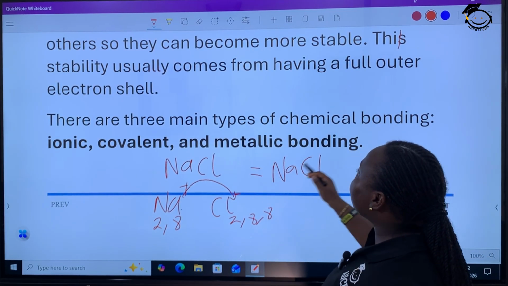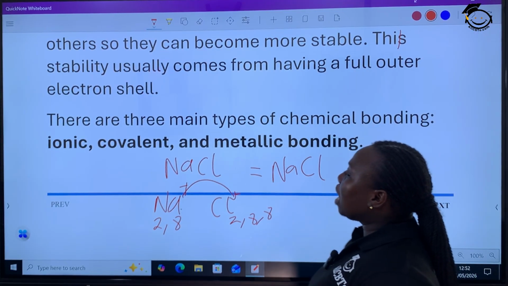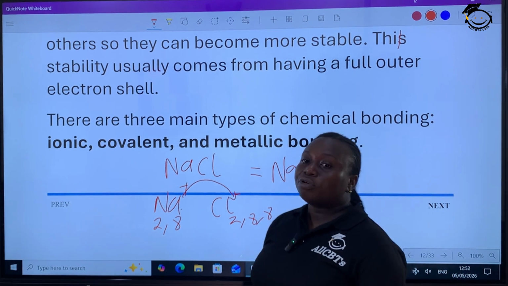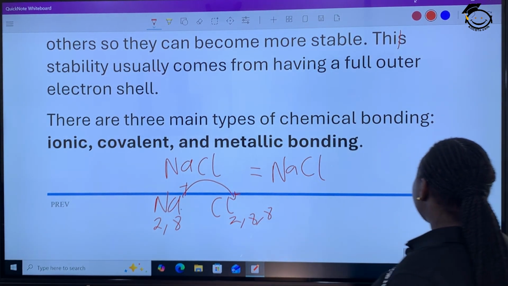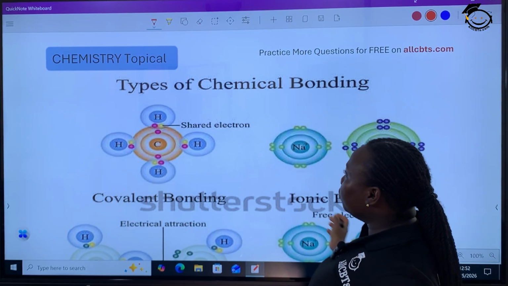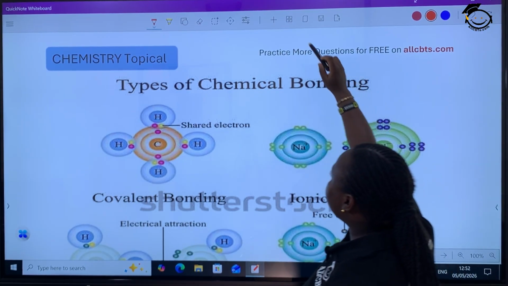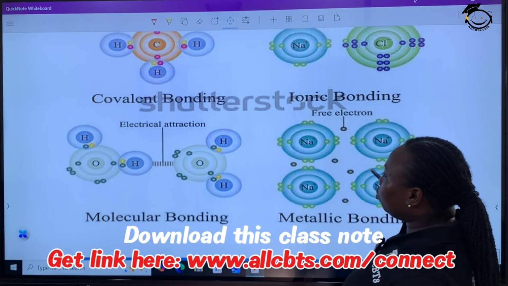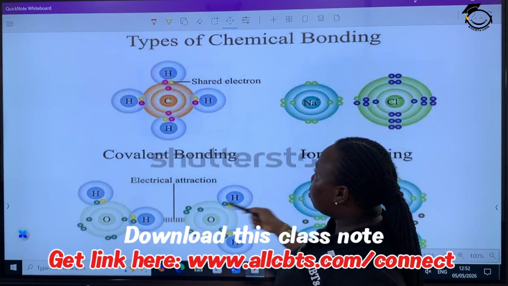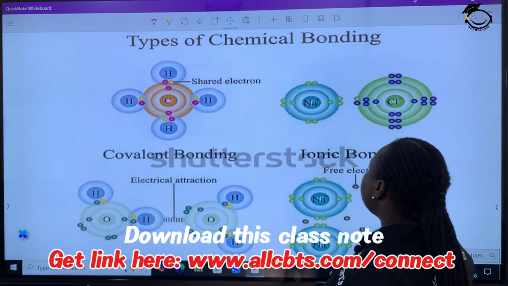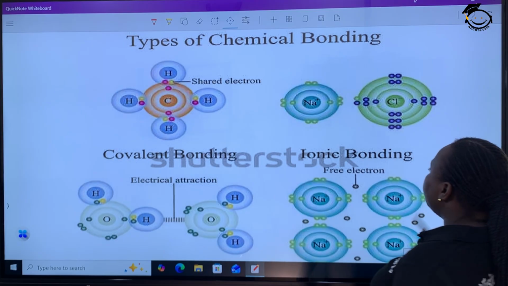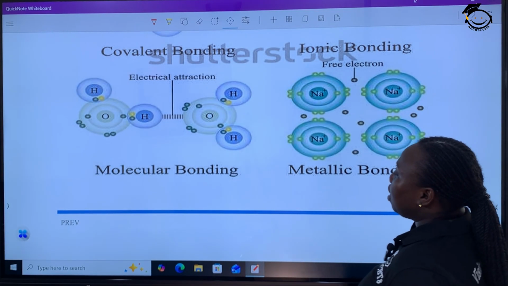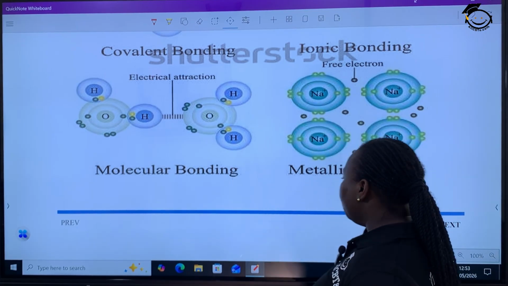Now, there are three main types of chemical bonding. We have the ionic bond, we have the covalent bond, and we have the metallic bond. These are the main bondings that we have. Types of chemical bonding. So this is the theoretical way that our atoms bond. This is how covalent bonding looks like. This is how ionic bonding looks like. This is how metallic bonding looks like, and this is molecular bonding.